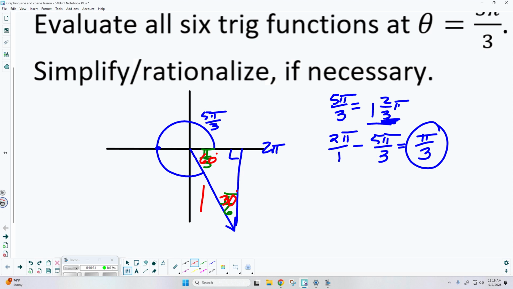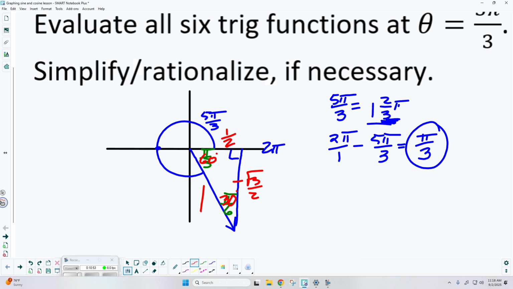Can anybody help me? What was across from 30? What was that fraction? 1/2. And what was across from 60? Root 3 over 2. Yes, and it would be negative because y's are negative in quadrant 4. So this is the triangle that we should have come up with.